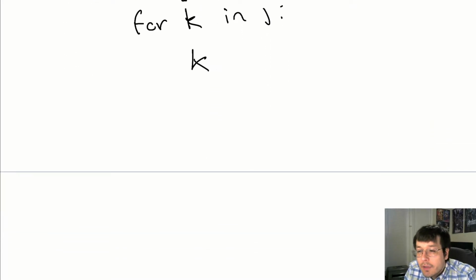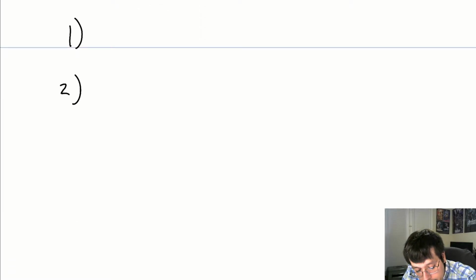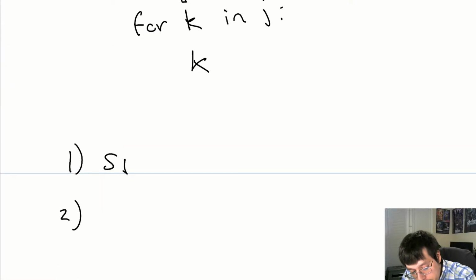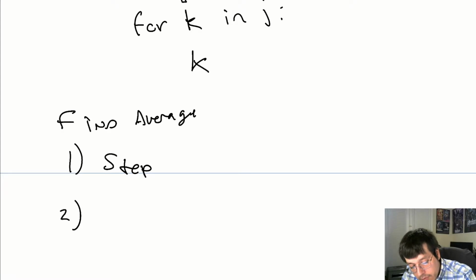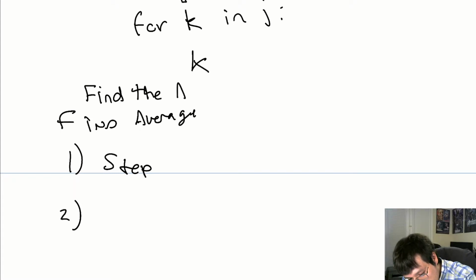Something as simple as average. Let's think about that for a second. So what I want to do is write a bunch of steps, and this will kind of build itself into code. So step 1, and what I want to do is find the average. Okay, that's the goal. I want to find the average of the data.